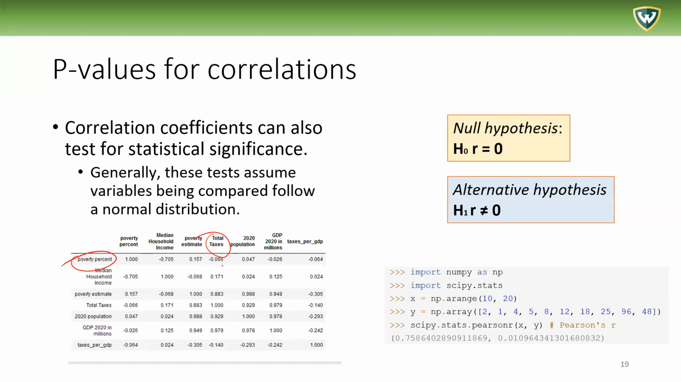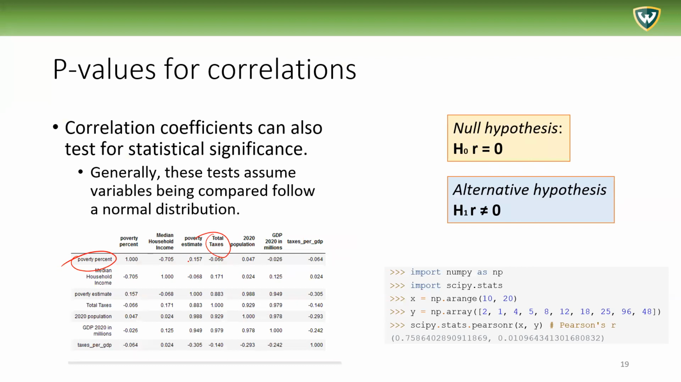And so, for example, if we get a low value like this one here, the correlation coefficient between total taxes and poverty percent was negative 0.06. So that's very close to 0. So it's unclear if this correlation is statistically significant. That is, that this value here is statistically significantly different than 0.